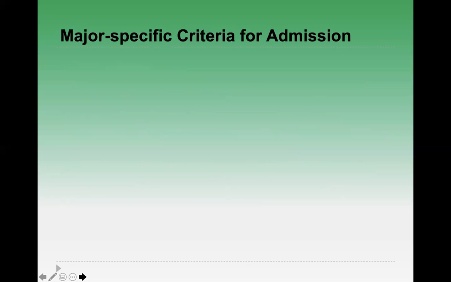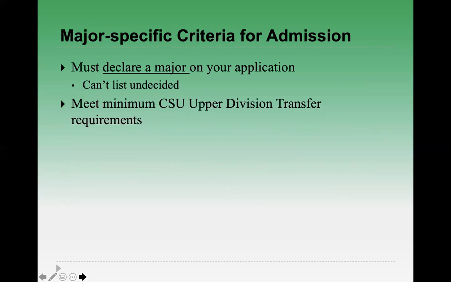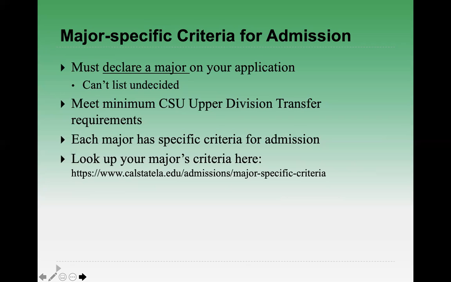We also have major specific criteria. So this means for the specific major that you're interested in attending, they have their own list of criteria they're looking for with students. On your application to the Cal State, you have to declare your major. Transfer students cannot list their option as undecided. And you need to meet the minimum CSU upper division transfer requirements. And again, each major has their own criteria, and you can look up your major's criteria here. On the next slide, I'm going to be talking about the process for the Child Development Department. But again, I wanted to provide a link for students who are interested in a part of a different major.